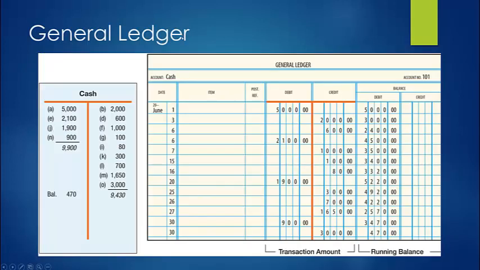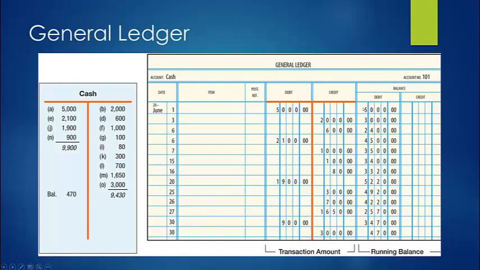Here's an example of the general ledger. On June 1st, we got this $5,000 from our general journal. We brought it over from the journal, and then we brought the balance over. Then on the 3rd, we had a credit of $2,000. We paid rent or something. So we've decreased our cash by $2,000, so now we need to get a new balance.